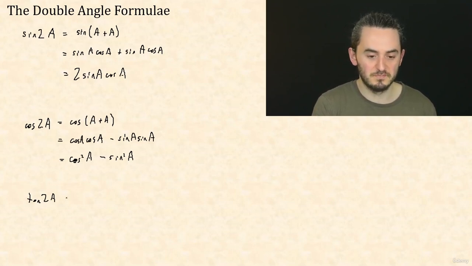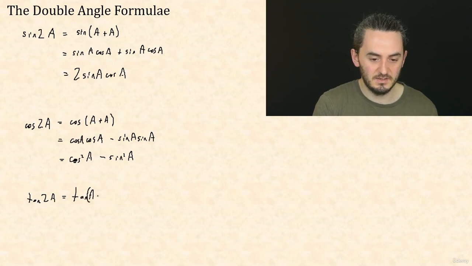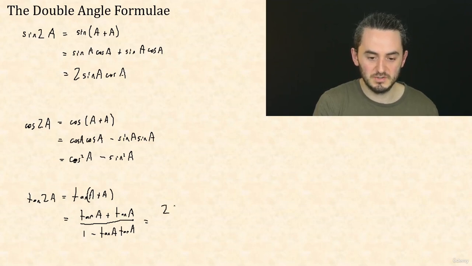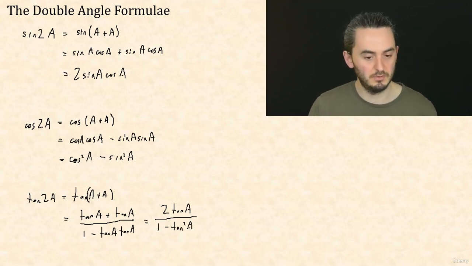And for tan, well, we think of that as tan of a plus a, and we use our tan addition formula, which is tan of a plus tan of b, it's just tan of a here, divided by 1 minus tan of a times tan of a, which can be simplified as 2 tan a divided by 1 minus tan squared a. So here are our double angle formulae.